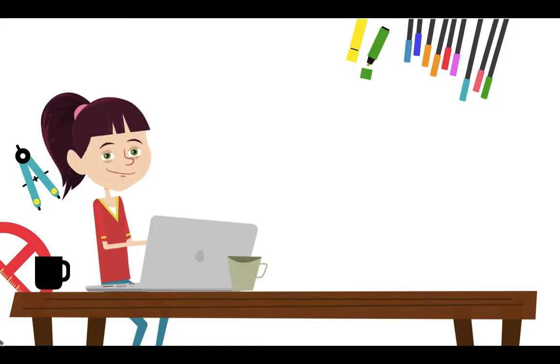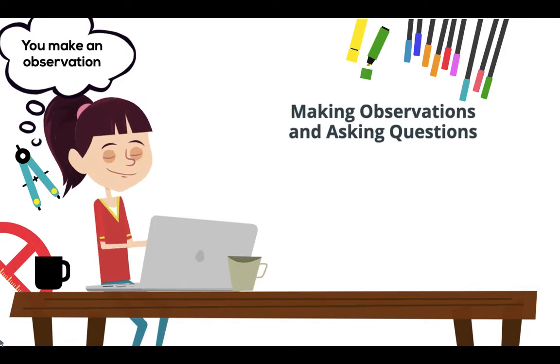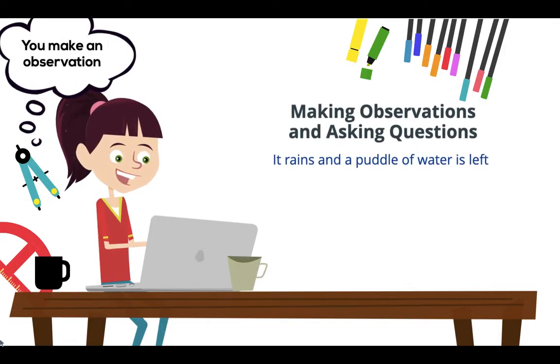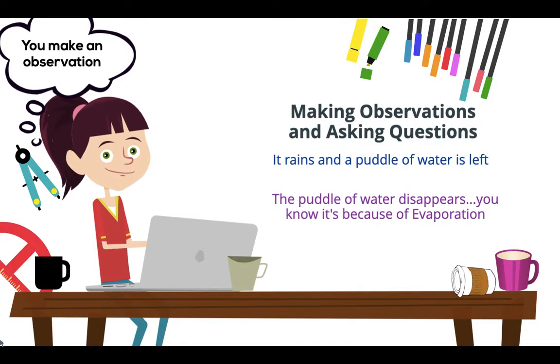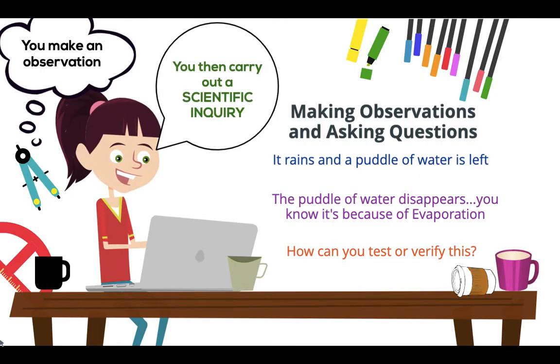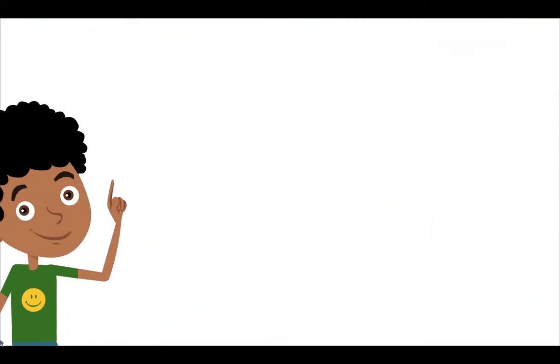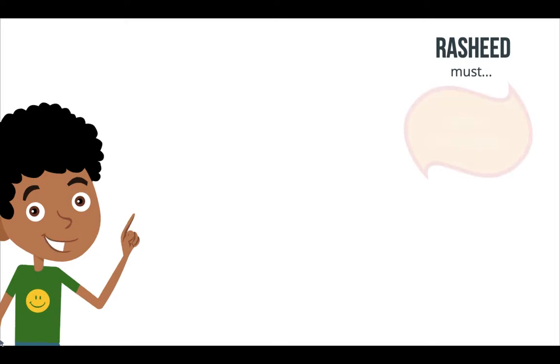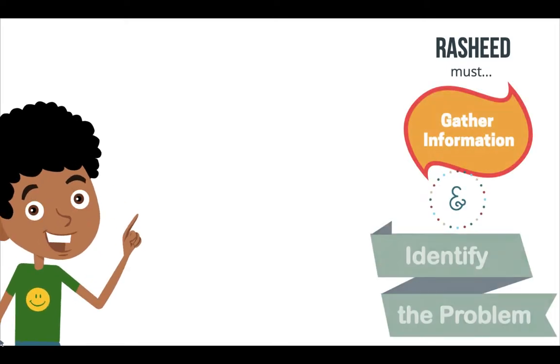You must make observations and ask questions, such as, it rains and a puddle of water is left. The puddle of water disappears. You know it's because of evaporation. How can you test or verify this? At this point, you could carry out scientific inquiry. Rashid must gather information and identify the problem.